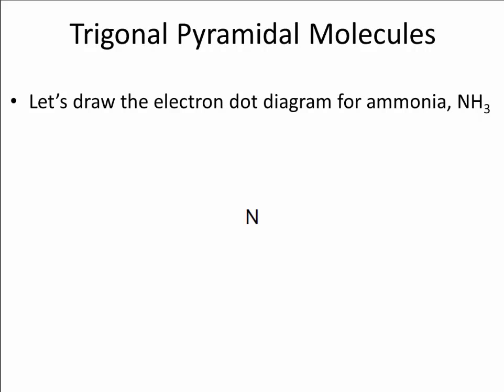Now, let's draw the electron dot diagram for ammonia, NH3. Nitrogen has 5 valence electrons. We have 3 hydrogen atoms, again, each with 1 valence electron. And now what we notice is there are 8 outer electrons around the nitrogen, 2 for each of the hydrogens. There are 3 bonding pairs of electrons and 1 non-bonding pair of electrons around the nitrogen.